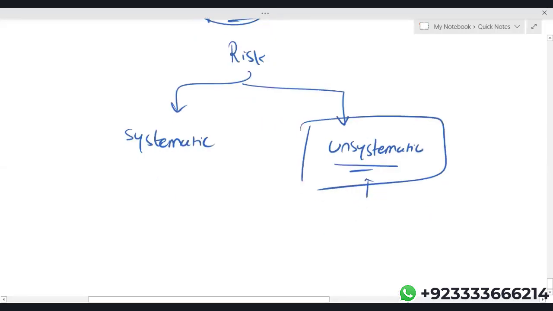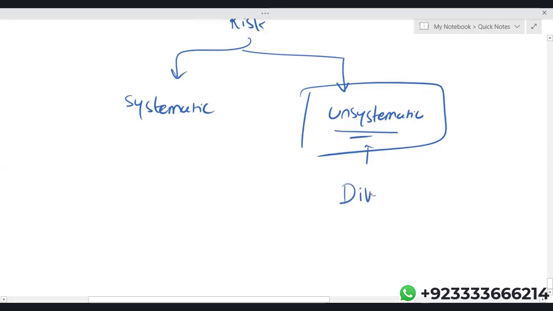Unsystematic risk is a diversifiable risk, which you can diversify, reduce, even eliminate. A very simple interpretation is: do not invest your entire funding in one organization's shares. You should invest in different companies. So unsystematic risk can be diversified, spread, reduced, even eliminated.